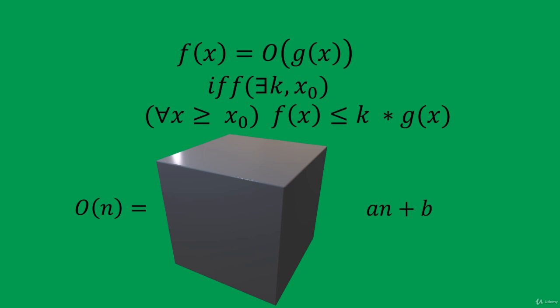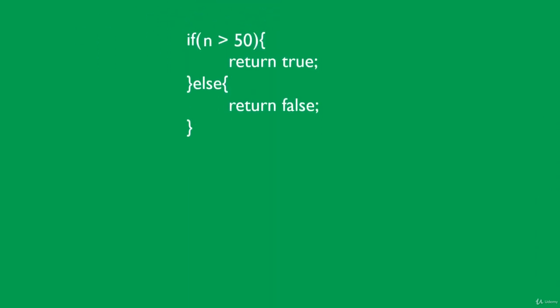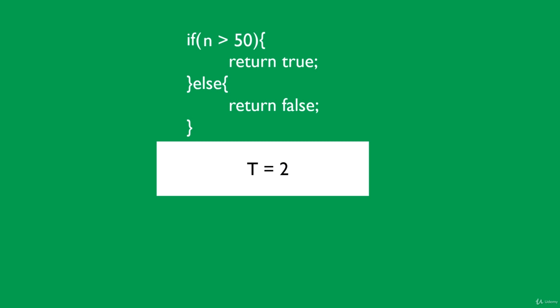linear time complexity. So, for example, this algorithm takes an array, and if the size of the array is greater than 50, it returns true, else it returns false. Pretty simple, right? What will be the time complexity of this algorithm? You can pause the video and try to figure it out. So, the precise time complexity would be 2, right? Because we need to check the length and either return true or return false.